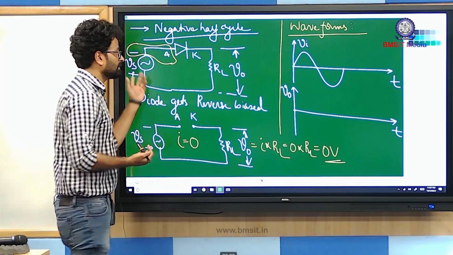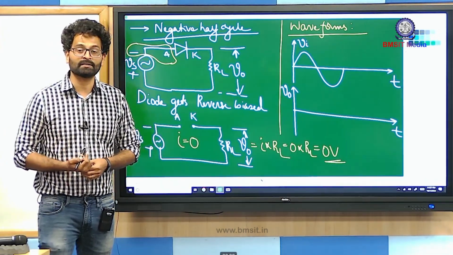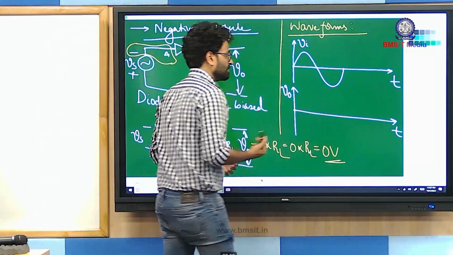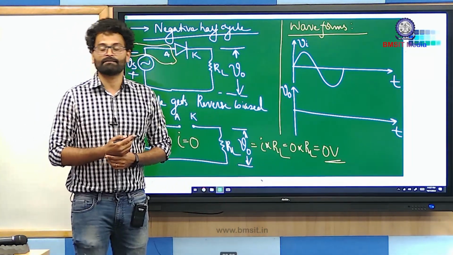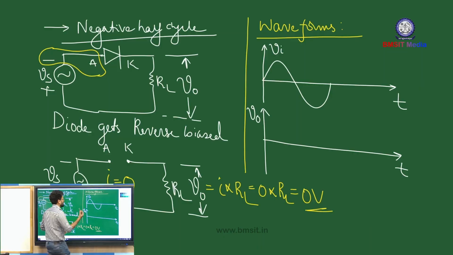All right, so let us look at the positive half cycle case. In the positive half cycle, what did we get the output voltage as? We got the output voltage as V0 is equal to Vi. That means the output voltage during the positive half cycle is nothing but the positive half cycle of the input.